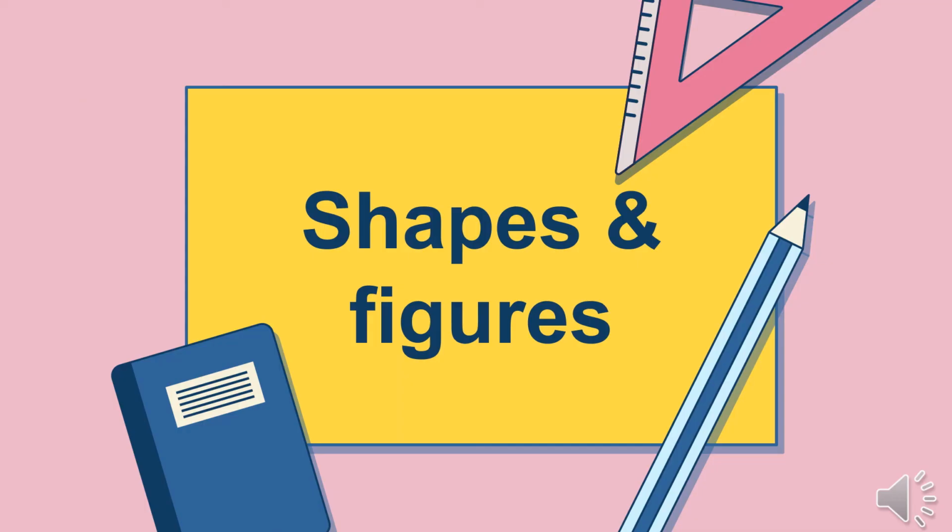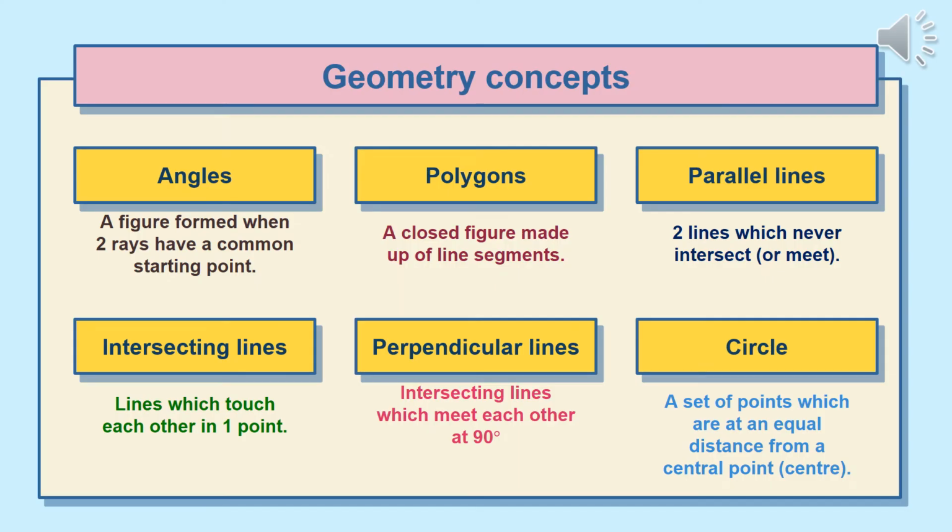Let us now quickly revise the chapter Shapes and Figures. Children, let us revise. What are angles? A figure formed when two rays have a common starting point. A polygon is a closed figure made up of line segments.